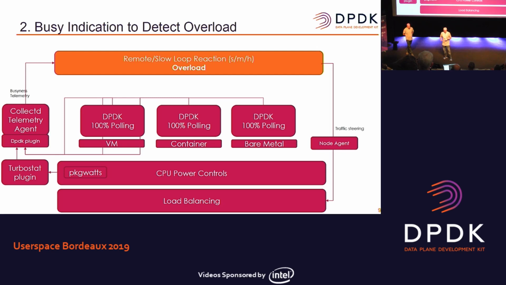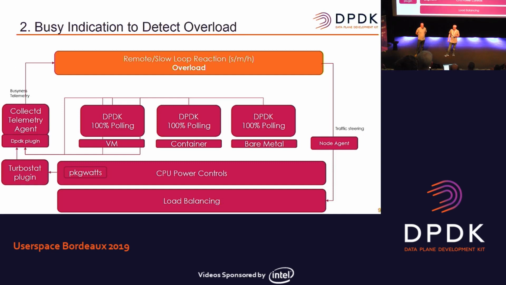There's also the package watts in there. If you notice, there's the package watts coming through the turbostat plugin. And again, if you're hitting close to TDP, you can change your load balancing on the platform and so on. Yeah, I think the thing that is good with this as well is that those patches are upstreamed onto CollectD, which gives us that visibility.